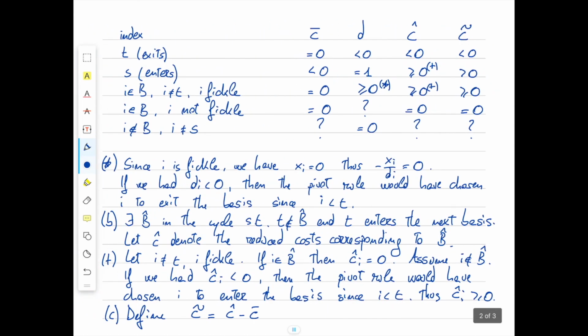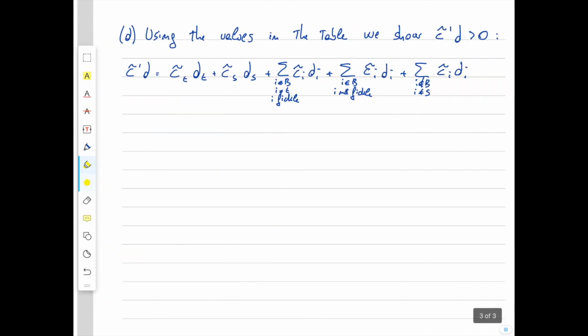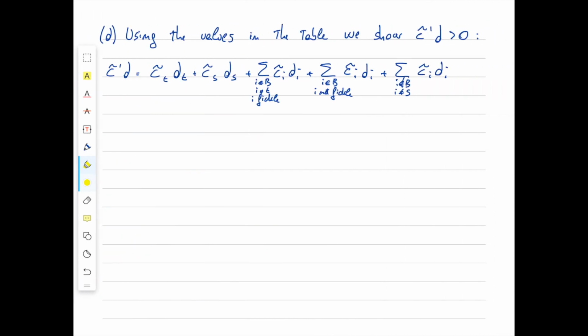So now let's get back to our table and analyze all these products. Everything we need to do is to look at the columns corresponding to c tilde and d and multiply the corresponding entries. For the index t, we have strictly smaller than 0 times strictly smaller than 0, and the result will be strictly positive. For the index s, we have 1 times something strictly positive, and so the result is strictly positive. In the next row, we have greater than or equal to 0 times greater than or equal to 0, so the result is greater than or equal to 0. In the next row, we have 0 times something, so it's equal to 0. And similarly, in the last row, we have 0 times something, and the result will be equal to 0. So in our sum, all the elements we're summing here are greater than or equal to 0, and at least 2 of them are strictly positive. Therefore, the sum is strictly positive.